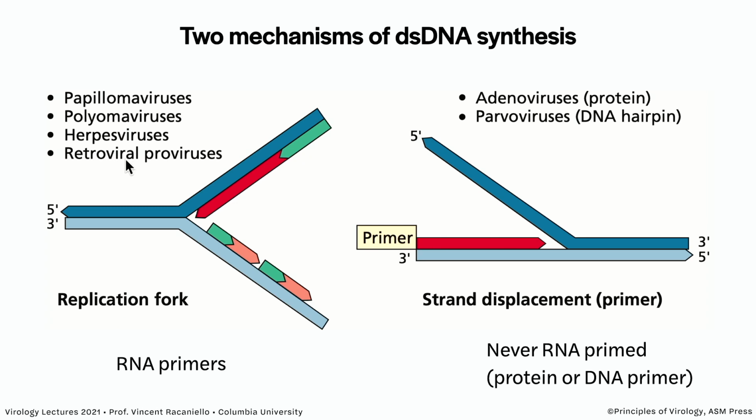These are the viruses that replicate their DNA in this fashion. Basically, it is a fork. You have DNA synthesis on both strands, and the fork moves from right to left. It grows bigger and bigger. It starts at an origin and then grows, and we'll see how that works. Papillomas, polyomas, herpes, and retroviral proviruses. The retrovirus provirus, as we'll see next time, the DNA is integrated in the host genome. It's our DNA synthesis that reproduces the provirus. We'll learn more about that next time.